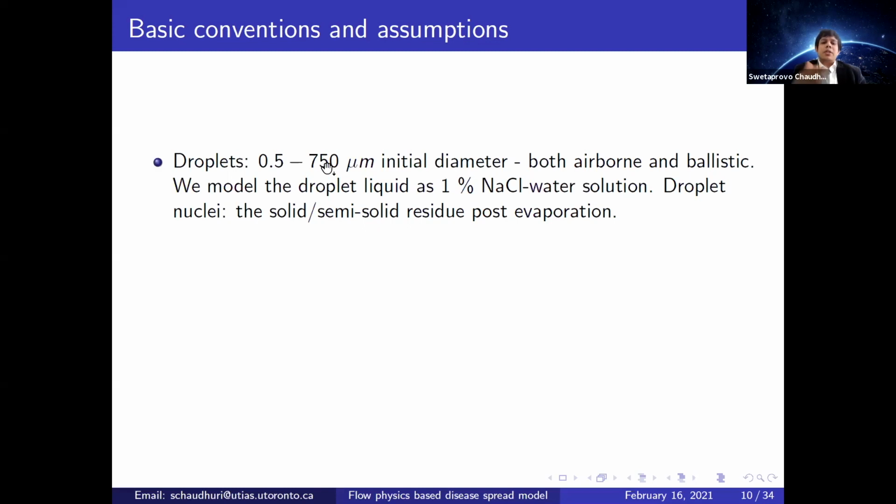And of course, these droplets, with 0.5 to 750 micron initial diameter, can be both airborne or ballistic. The small droplets are, of course, airborne.